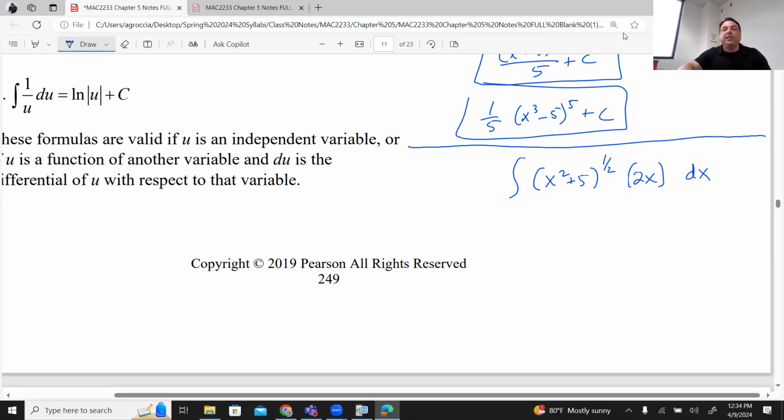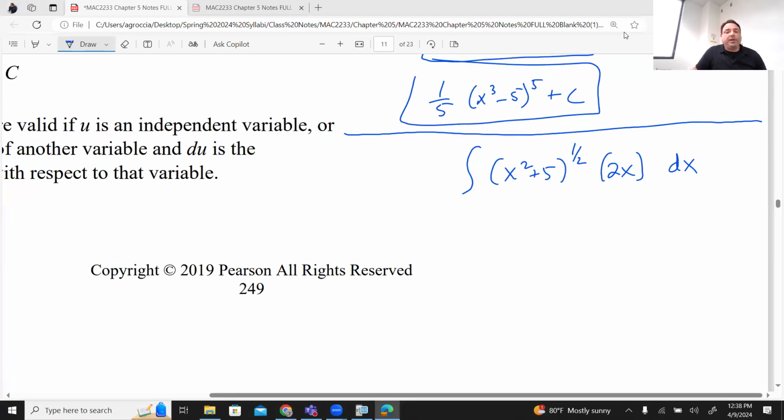So give this one a try. Don't let the fraction bother you. This is the same level, same everything. So same process. You're going to determine what u is going to be. u is going to be x squared plus 5. The derivative of u with respect to x is 2x. It's going to end up being dx equals du over 2x.